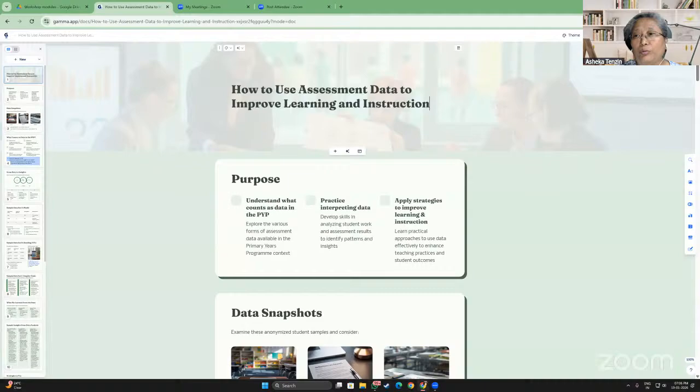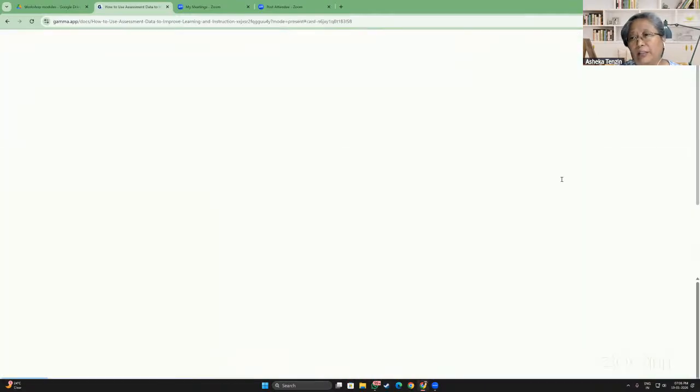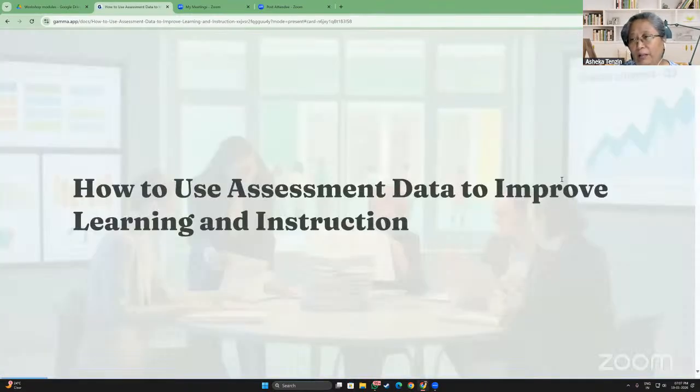Okay, so we use a lot of data in our classes. We use a lot of formative assessments, summative assessments, pre-diagnostic tests, and all these are data that we collect from our students. Now, what do we do with this data? How can we use this data that we have collected to improve our teaching and learning in our classes? So we are going to know more about it in today's session.